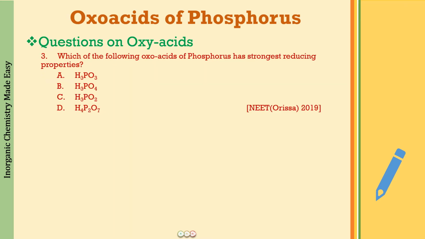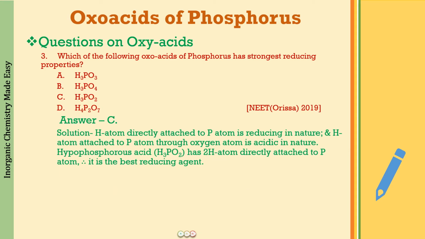So the solution is going to be that, well, we have to tell which oxo acid is going to have the strongest reducing properties. Strongest reducing properties, this is going to be for C choice, this is H3PO2, hypophosphorous acid. Now why is hypophosphorous acid the strongest reducing agent? Because what you have to remember is the hydrogen atom which is directly attached to the phosphorus atom, that is where you are going to see a P-H bond, that is the bond which is reducing in nature, and the hydrogen atom which is attached to the phosphorus atom through oxygen, where there is going to be a P-OH group, that is going to be acidic in nature.